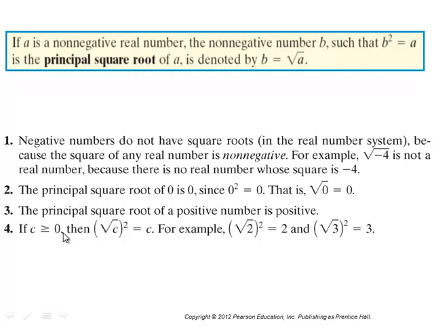Now, if you are taking the square root of a non-negative number and then you square that result, you should always get that same number back. So if you're taking the square root of 2 and squaring that result, you should always get 2. Square root of 3 squared is 3. Square root of 10 squared is 10.